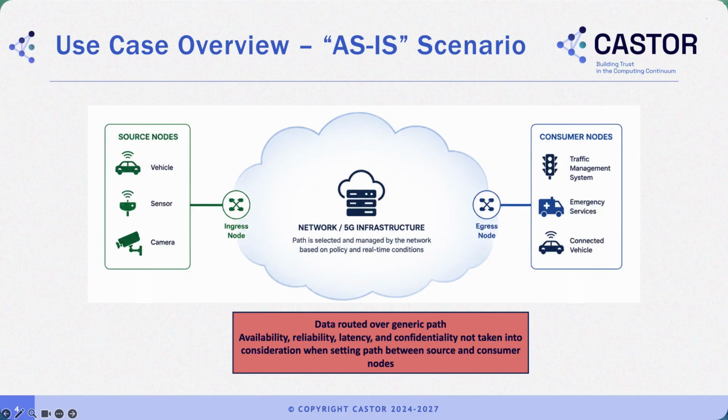This is the baseline, the as-is world. Data is simply routed over a generic path. Whatever route the network picks, that's what you get. When we talk about availability, reliability, latency, confidentiality, none of these are taken into account when the path between the source and the consumer is established. It works, but you have no guarantees and no visibility into the trust of that path.